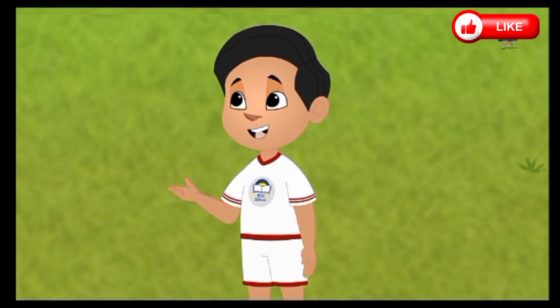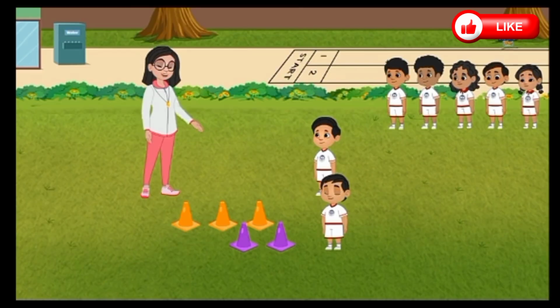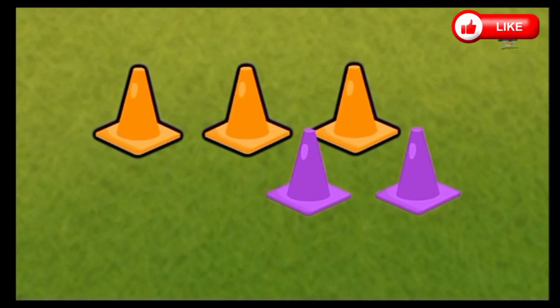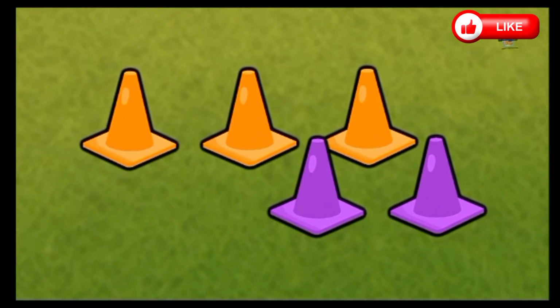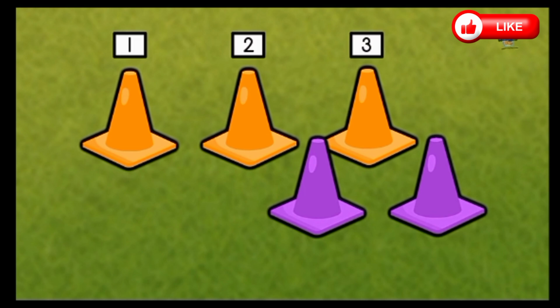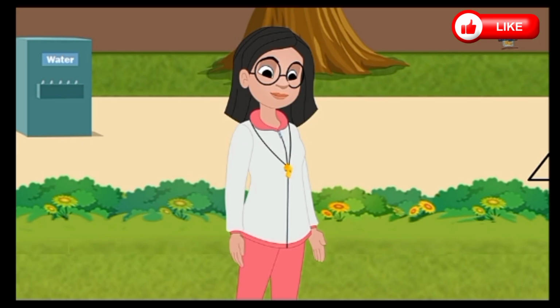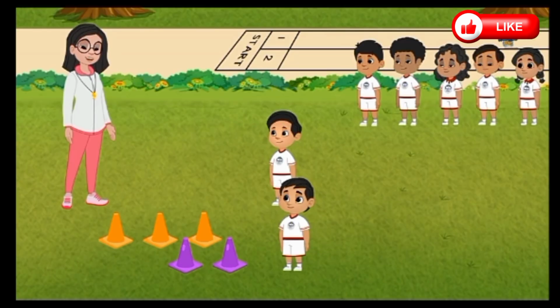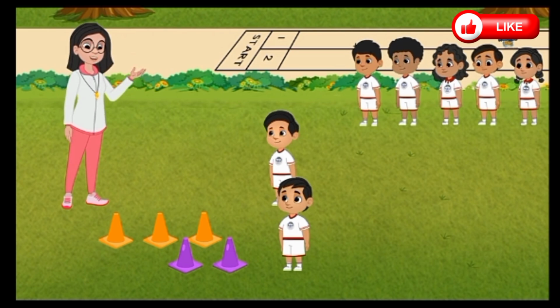Oh, putting together numbers. Yes, Neil. Let me add these and show you. There are 3 cones here. And now we will add these 2 as well. So in all, it becomes 1, 2, 3, 4 and 5. We have 5 cones in all. Total 5 cones. Yes, Sid. Now, Sid and Neil, keep these cones in a line. Then come back and stand in your positions.